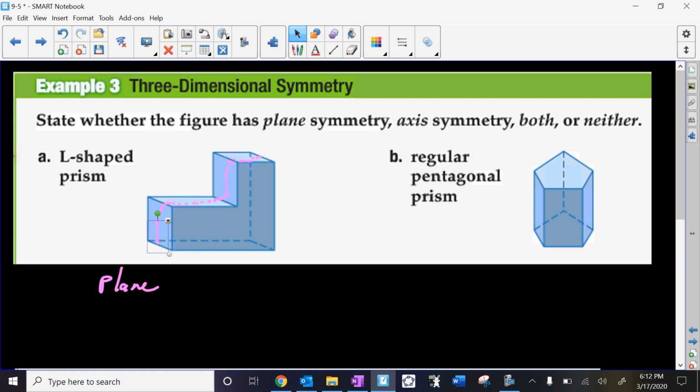Letter B, we would say that this one has both. I can cut straight through the middle, right in through here. So that way it's exactly the same on both sides. And then I can also spin it from the top. So we would say that this has both plane and axis symmetry. And that's really all there is to symmetry.